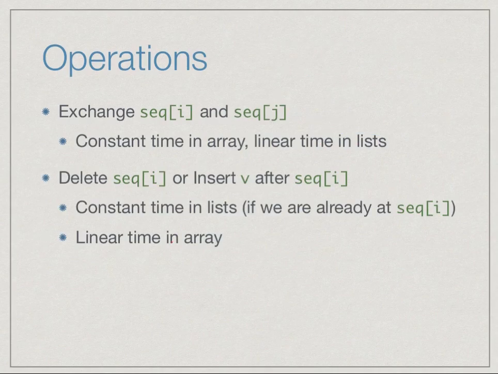On the other hand, as we have already seen, if we want to delete the value at position i or insert a value after position i, this we can do efficiently in a list because we just have to shift some links around. Whereas in an array, we have to do some shifting of a large bunch of values before or after the position, and that requires us to take time proportional to i.